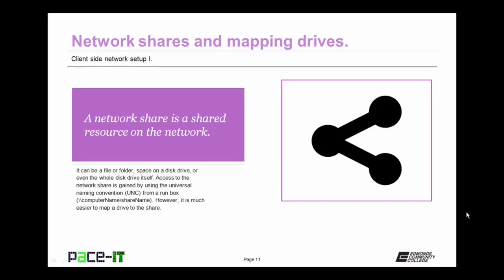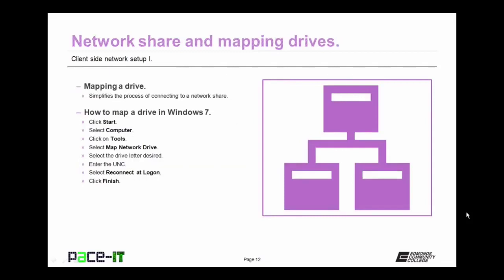It is easier, though, if you're going to connect to that network share on a regular basis, to use drive mapping. Now, mapping a drive simplifies the process of connecting to network shares. So how do you map a drive to a network share in Windows 7? Well, you click on the Start button, then you select Computer, and then you click on Tools. From that drop-down, you select Map Network Drive.